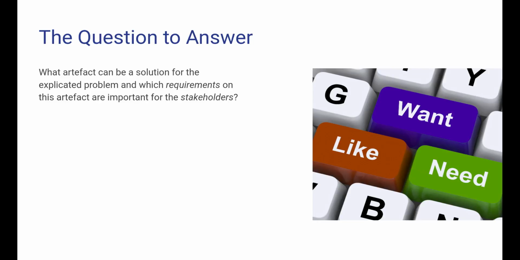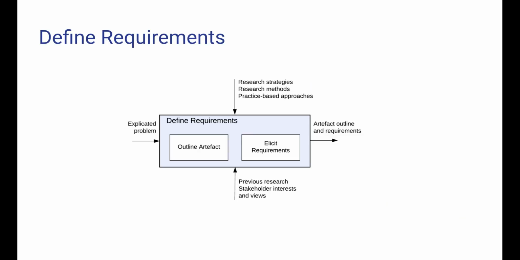Here is the question to answer in this activity. What artifact can be a solution for the explicated problem, and which requirements on this artifact are important for the stakeholders? This question is twofold. It's both about an artifact that can be a solution, and it is about the requirements that can be formulated for this artifact. This is reflected in the sub-activities within the define requirements sub-process. It's both about outlining an artifact and defining requirements on it.